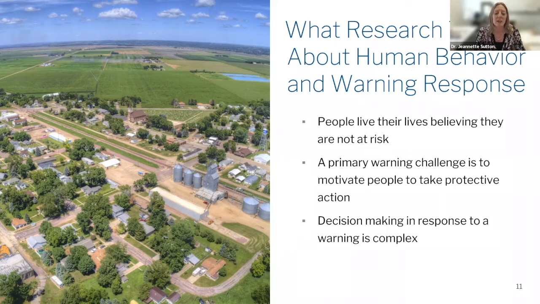A primary warning challenge is to motivate people to take protective action. Research on protective action decision-making has led to a model that includes environmental cues, social cues, information cues, receiver characteristics, as well as the warning message itself. The characteristics of the message receiver will affect the motivation, especially their prior experience of the threat. That includes their perceptions of the threat, and also the situational factors and impediments, like having a dependent or a child that you have to care for, as well as access to resources at the time of the event.